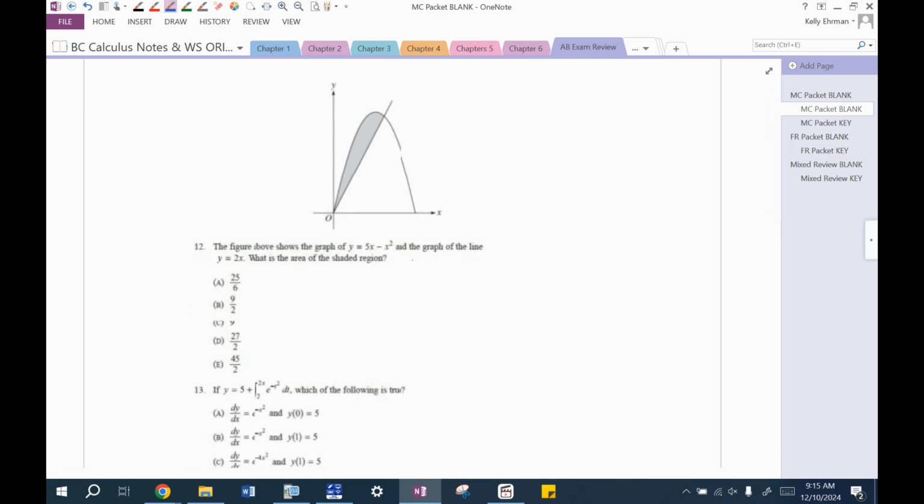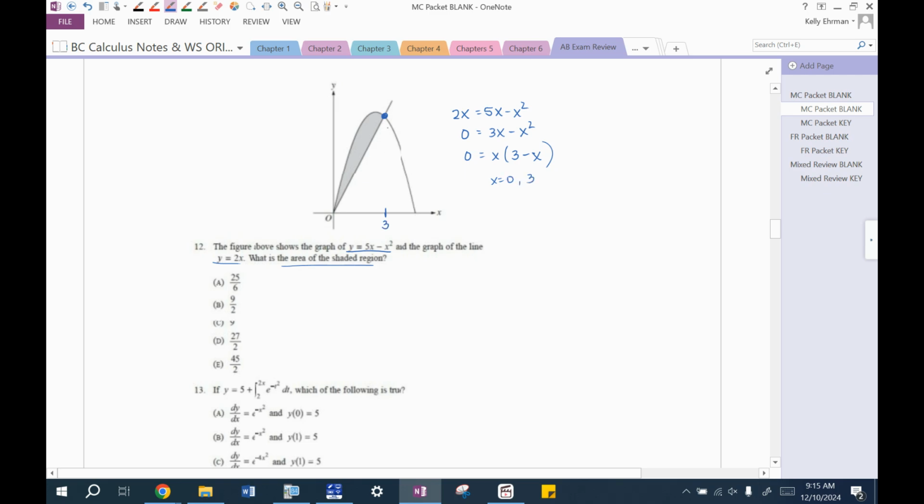The figure above shows the graph for 5x minus x squared and the line y equals 2x. What is the area of the shaded region? So that's not too bad. Where do these intersect? They don't tell us that. So we need to solve 2x equal to 5x minus x squared. I'm going to subtract 2x over, so 3x minus x squared. Do a bit of factoring here. If you factor an x out, you get 3 minus x. So yeah, they intersect at 0 and 3.